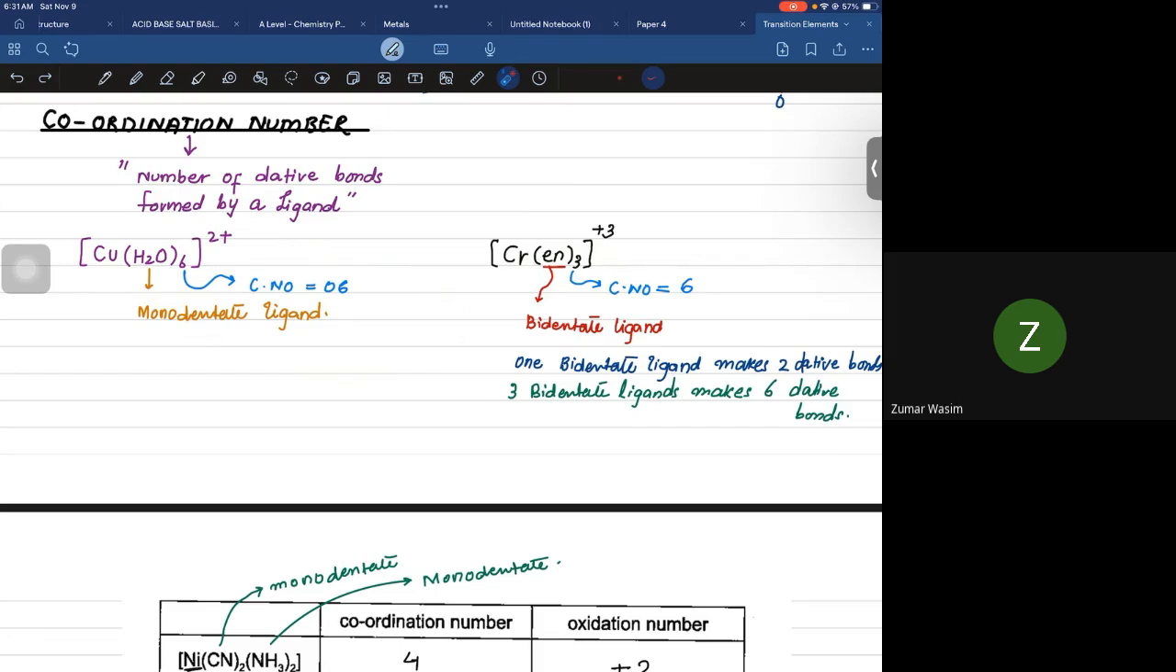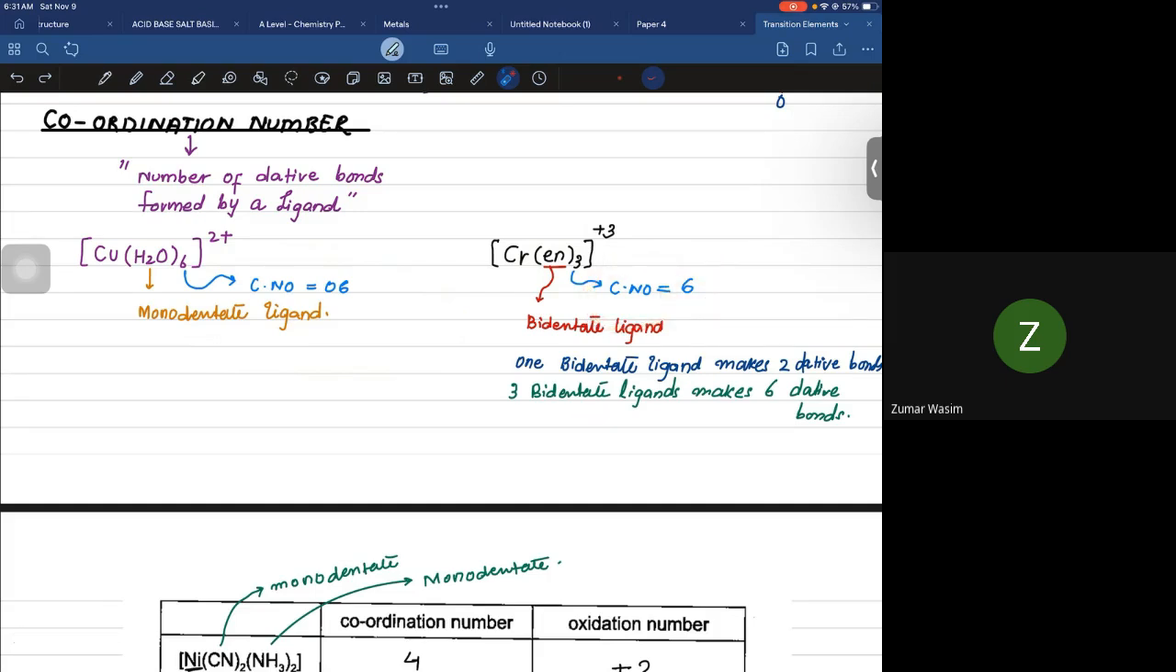Each ligand can make two dative bonds. So three ligands कितने bond बनाएंगे? Six dative bonds. Each ligand can make two dative bonds. So three ligands कितने बनाएंगे? Six bonds. तो आपने six लिख दिया यहाँ पर.